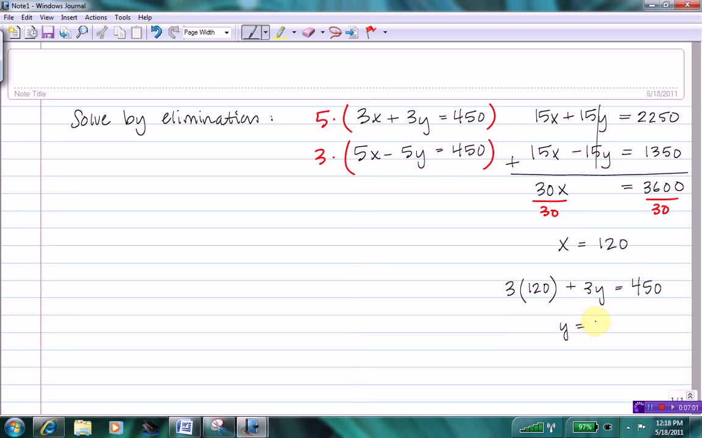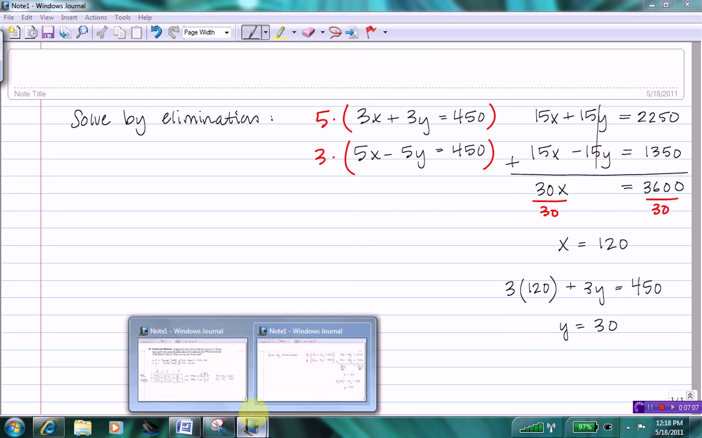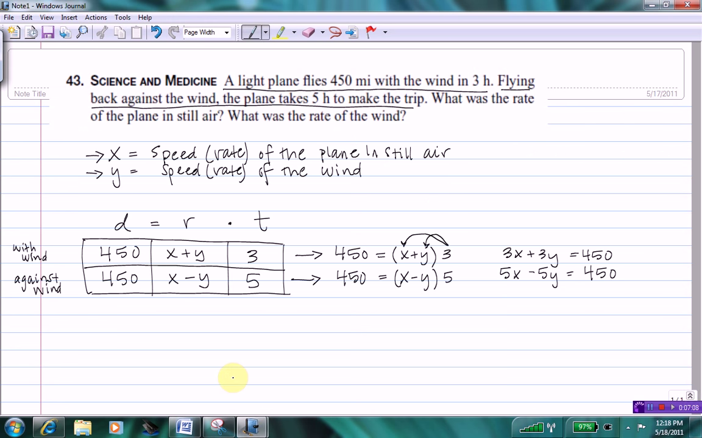Now, let's go back to the original problem and make sense of these values. So remember that we let x equal the speed of the plane in still air, and we got a value for x equal to 120 miles per hour. So that answers the first question, that being what was the rate of the plane in still air. And then when we solved our system for y, we got a result of 30 miles per hour. And so that answers the second question of what was the rate of the wind.